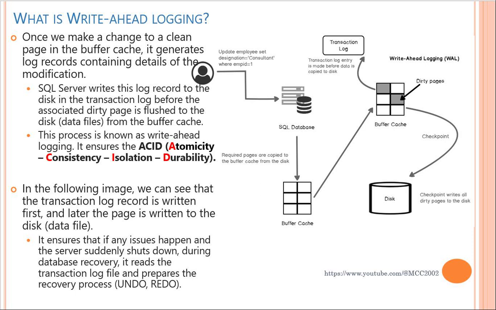Okay, in the following image, see in the images. We can see that the transaction log record is written first and later the page is written to the disk. Okay, so this is a modified page, or we can say dirty pages. And when the checkpoint fires, it flushes those dirty pages and all.